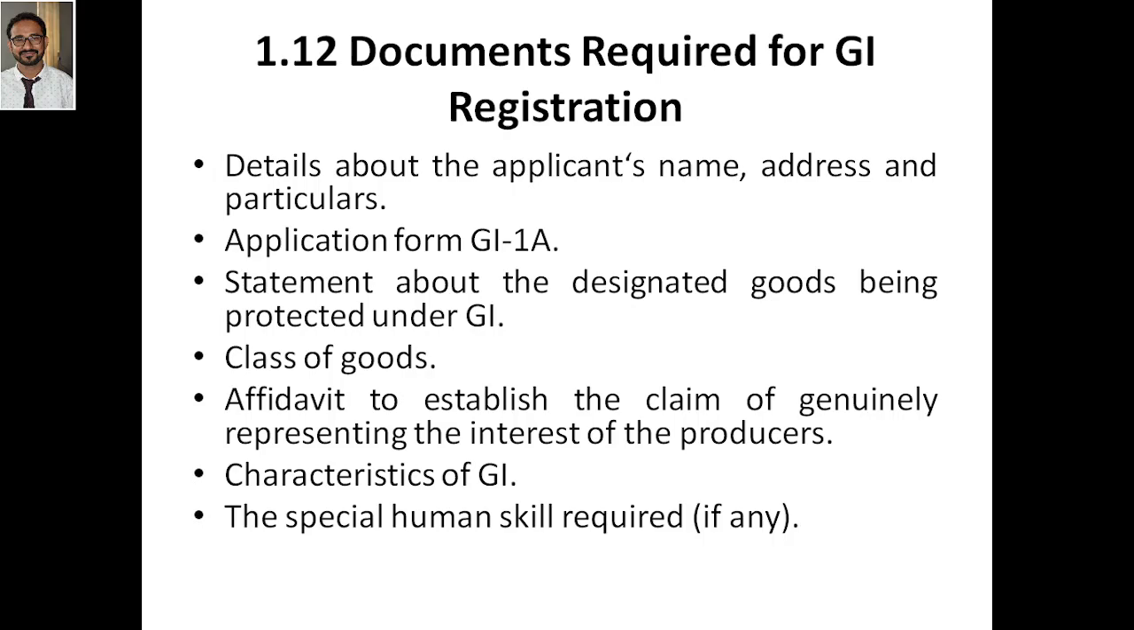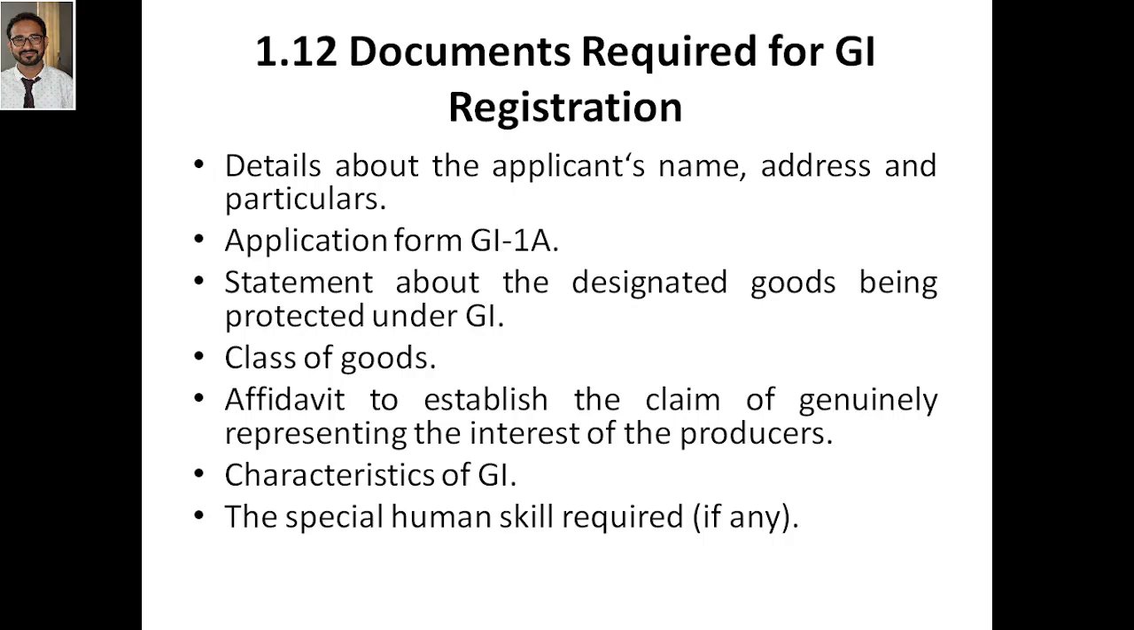Next, the affidavit to establish the claim of genuinely representing the interest of the producers. Whenever you have an affidavit, that will give you the genuineness. Whatever you have written as the interest of the producers in the application, the same thing will be mentioned in the affidavit, and that will genuinely represent the interest of the producers. That's why you have to go for the affidavit. You have an affidavit for patent, copyright, trademark, and now for GI also.